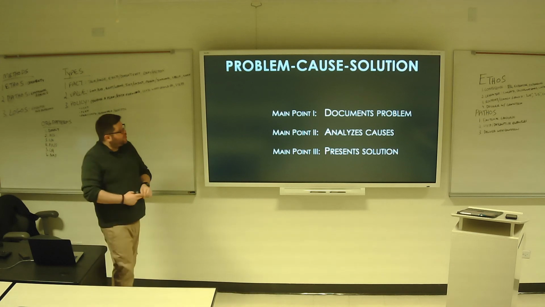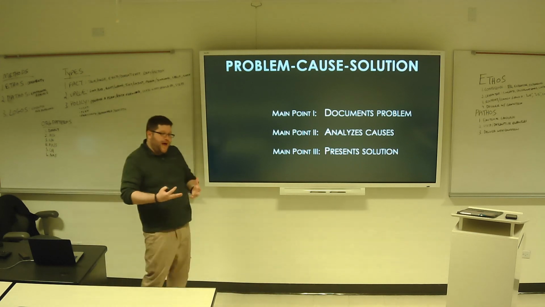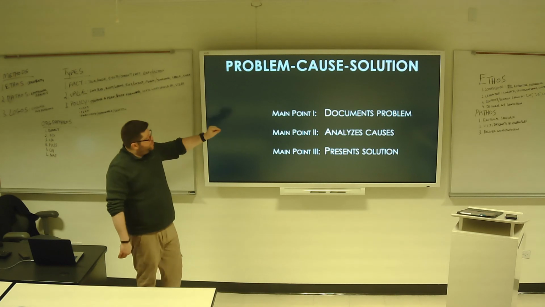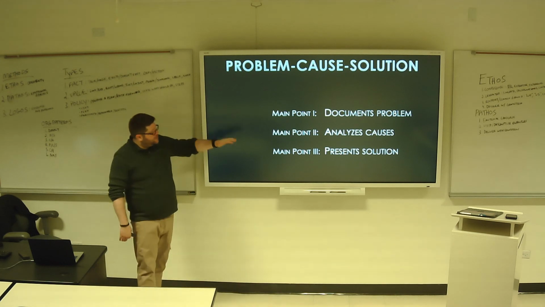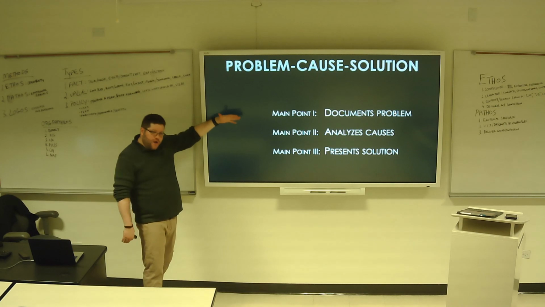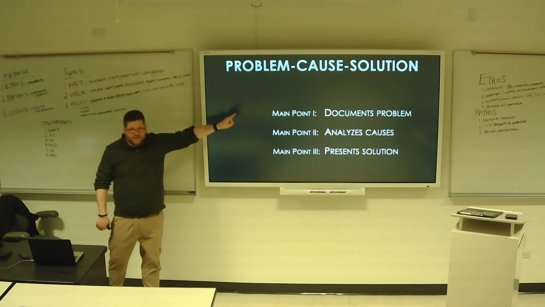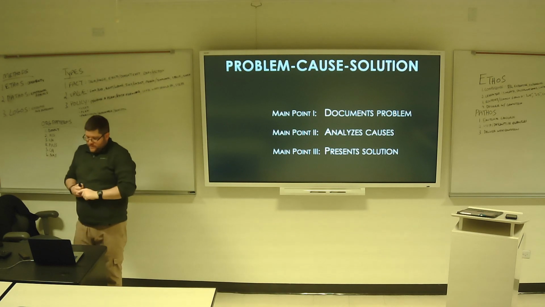So we also have a problem cause solution, which is kind of a hybrid between problem solution and cause and effect. This is where our main point documents the problem, our second point analyzes the cause of that problem, and our third main point presents a solution to that problem.